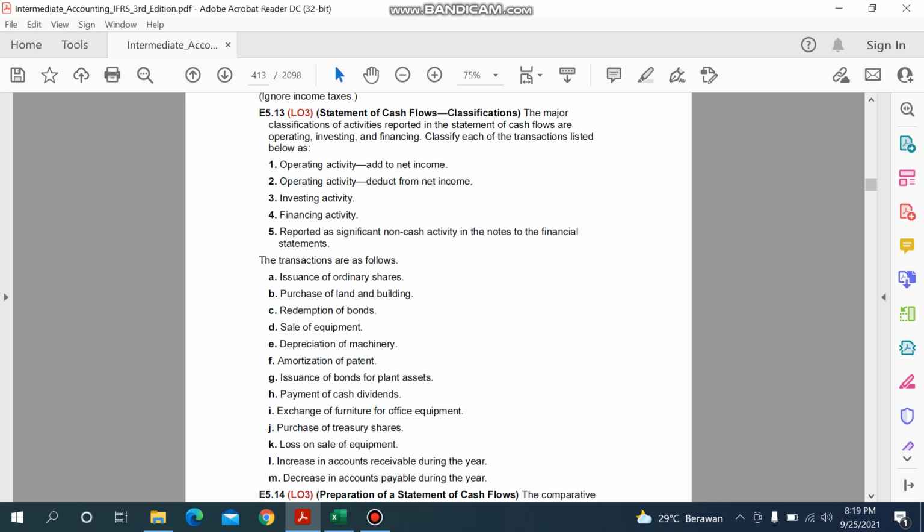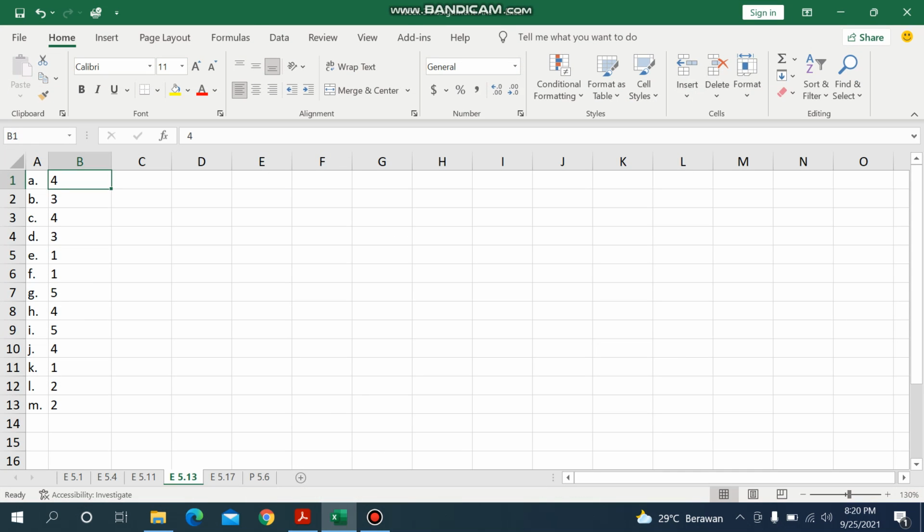So there are transactions from A to M. You need to classify each as number 1 to number 5. So A, issuance of ordinary shares. It is the same as issuance of common stock. Obviously, it is under financing activity, number 4.